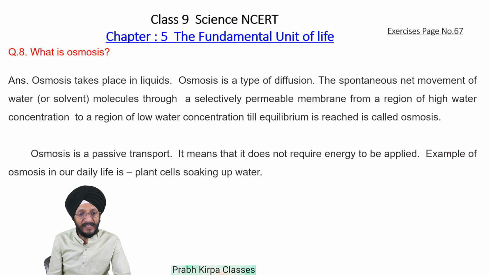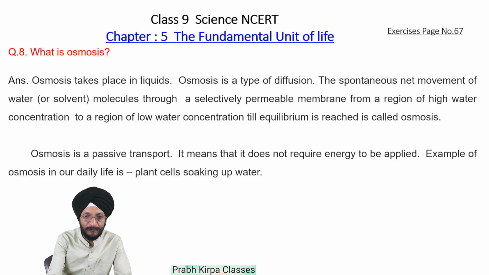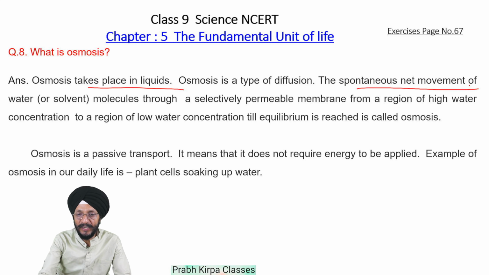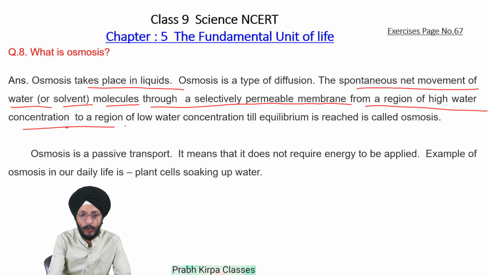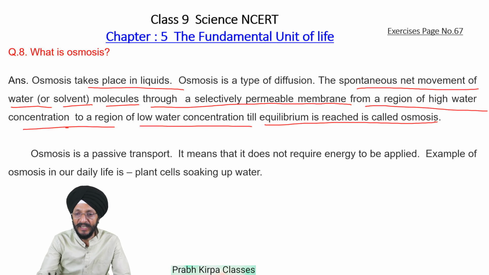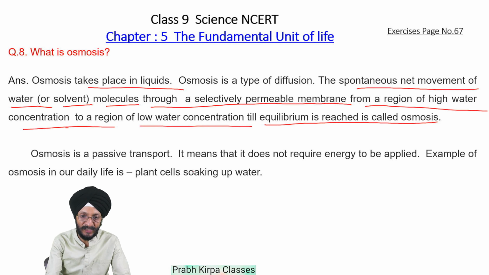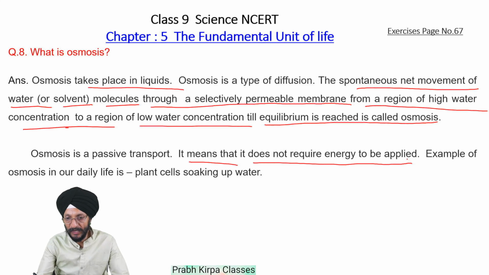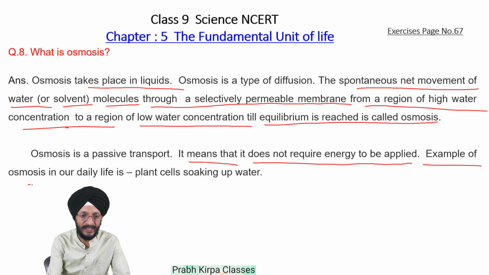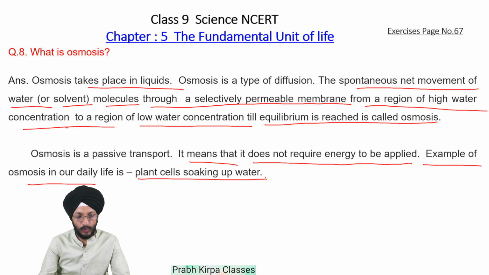Now the question arises, what is osmosis? Osmosis is a type of diffusion. It takes place in liquids. It is the spontaneous net movement of water or any other solvent molecules through a selectively permeable membrane from a region of high water concentration to a region of low water concentration till equilibrium is reached. Osmosis is a passive transport, that is, for this process no energy has to be applied. An example of osmosis in our daily life is plant cells soaking up water.